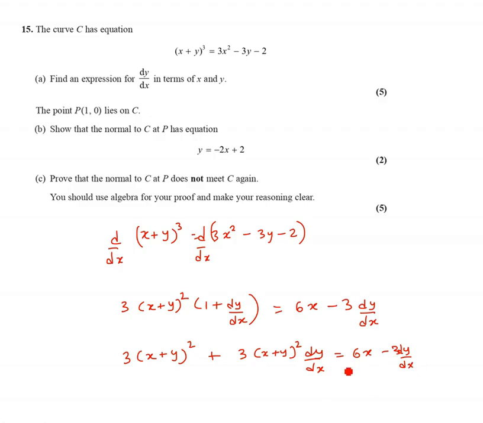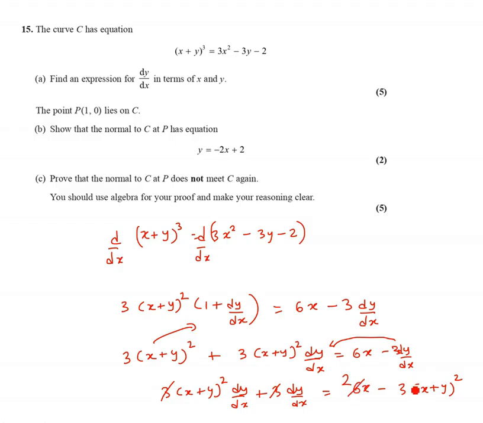Now let's move dy over dx to one side and all the other terms to the other side. So let's move the 3 dy over dx on this side and take dy over dx common. Let's do it in 2 steps. So we take this one to the right hand side. So you can write 3 times (x plus y) whole squared dy over dx plus 3 times dy over dx equals 6x minus 3 times (x plus y) whole squared. One thing we can do here to make it simple, let's divide both sides by 3. All the terms will be divided by 3. So 3 divided by 3 is 1, 3 divided by 3 is 1, 6 divided by 3 is 2, 3 divided by 3 is 1.